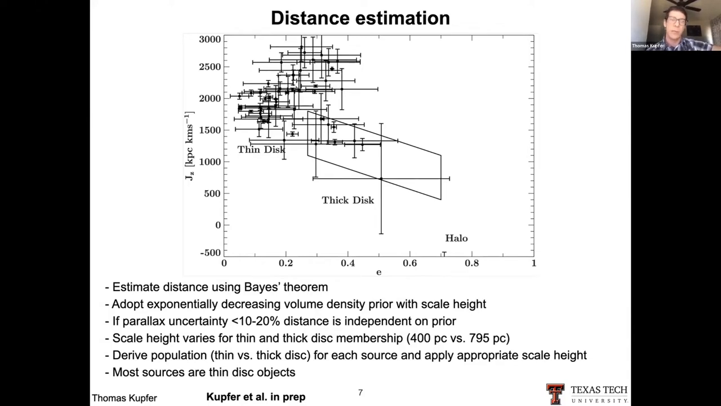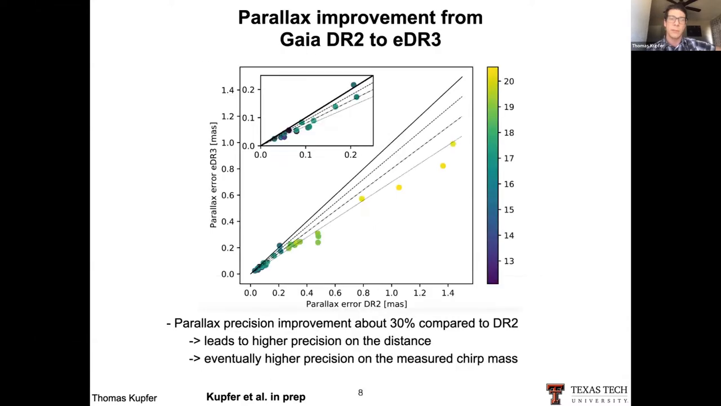And so what we did is we estimated the population of the sources. So are they particularly thin disk, thick disk, or halo? And based on that, we used the prior on the scale height, which we know pretty well now from Gaia, 400 parsec for the thin disk and about 800 parsec for the thick disk, applied that prior, and then used that to get the distance. It will not have a strong effect on sources which have a very high precision on the distance, but it has an effect on the sources which have a low precision on the distance. And that's how we derived our distances.